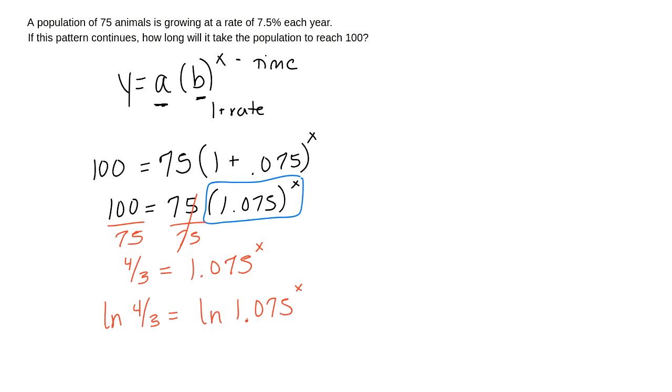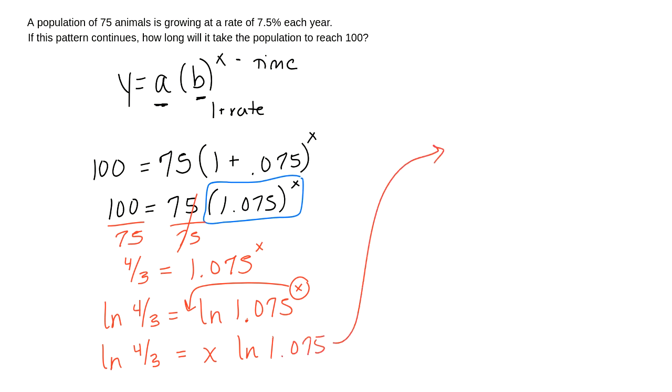Remember, your properties of logs say that whenever you have an exponent in a log, that moves down to the front. So I have the natural log of 4/3 equals x times the natural log of 1.075. And I'm going to bring my problem up here. So if we want the x by itself, we're going to have to divide both sides of the problem by natural log 1.075. So I have the natural log of 4/3 divided by the natural log of 1.075, and that'll give me my x value, or my time.